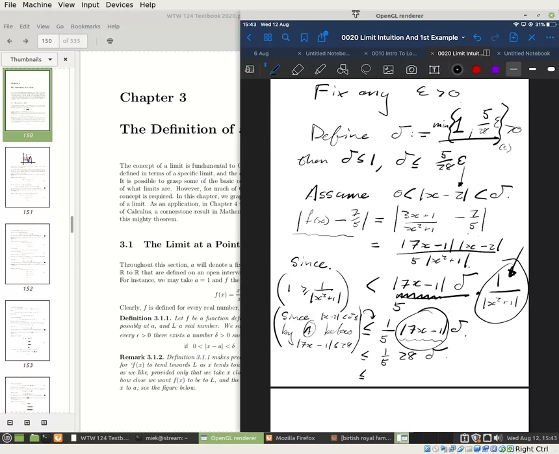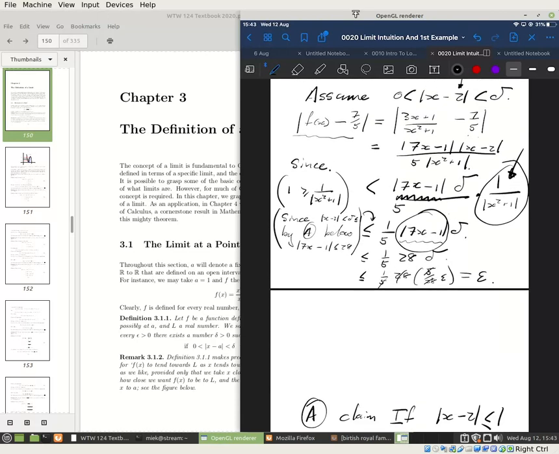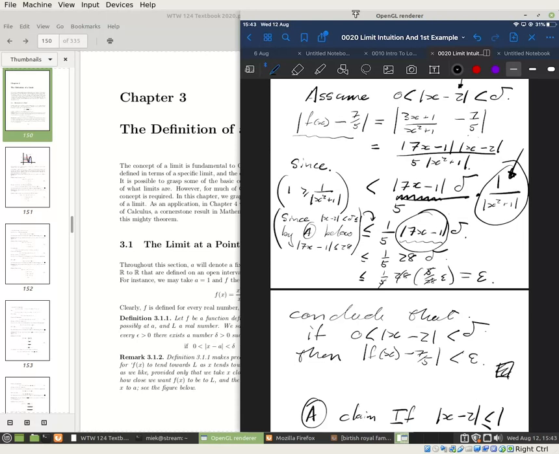So here we've got 1/5 times 28 times 5/28 epsilon. 28 cancels, the 5's cancel, this is equal to epsilon. And we conclude that if 0 is less than |x - 2| is less than delta, then |f(x) - 7/5| is less than epsilon. And that finishes our proof.